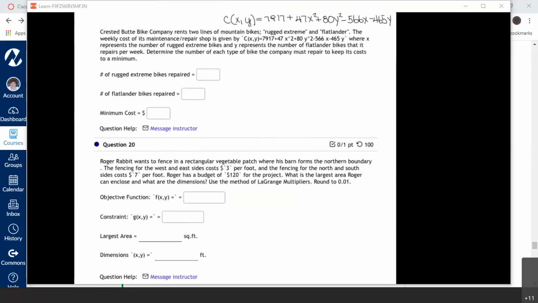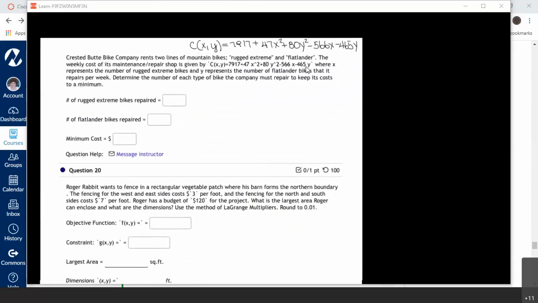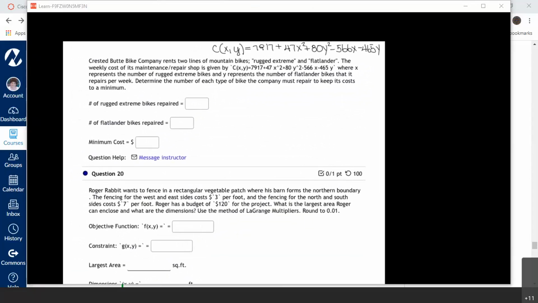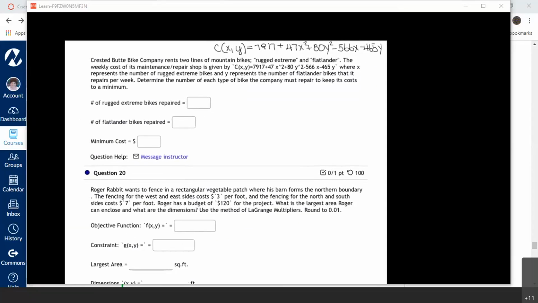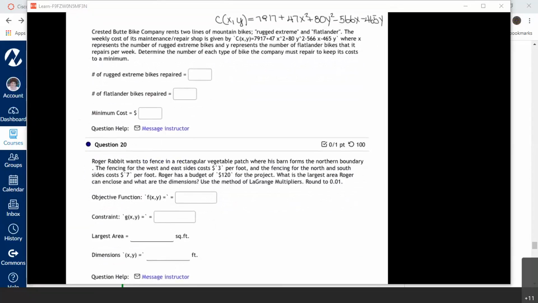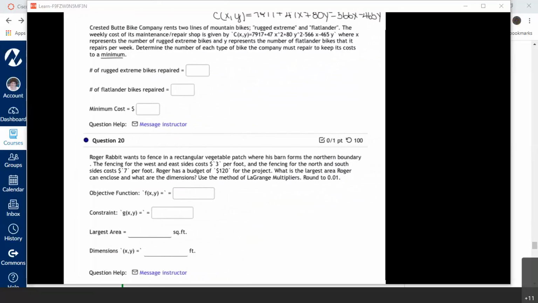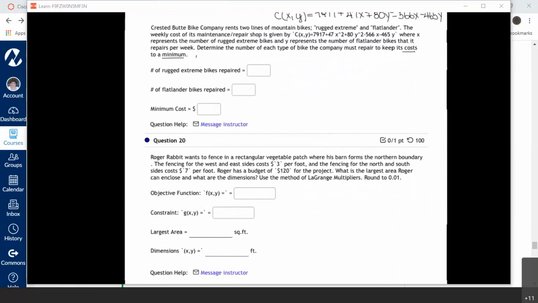Okay, I'm thinking that when you actually take the practice exam, it will render these equations correctly, right? So they're asking me, determine the number of each bike the company must repair to keep its cost to a minimum. So what this question is asking me to do is find the minimum of C of XY.